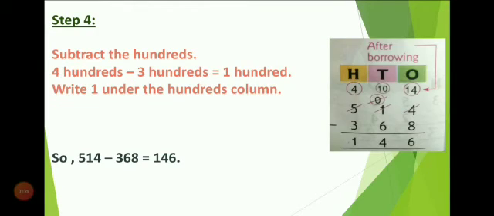Then we will subtract the hundreds. It means we will subtract 300 from 400. We will get 100. We will write 1 under the 100 column. So it means 514 minus 368 is equal to 146.